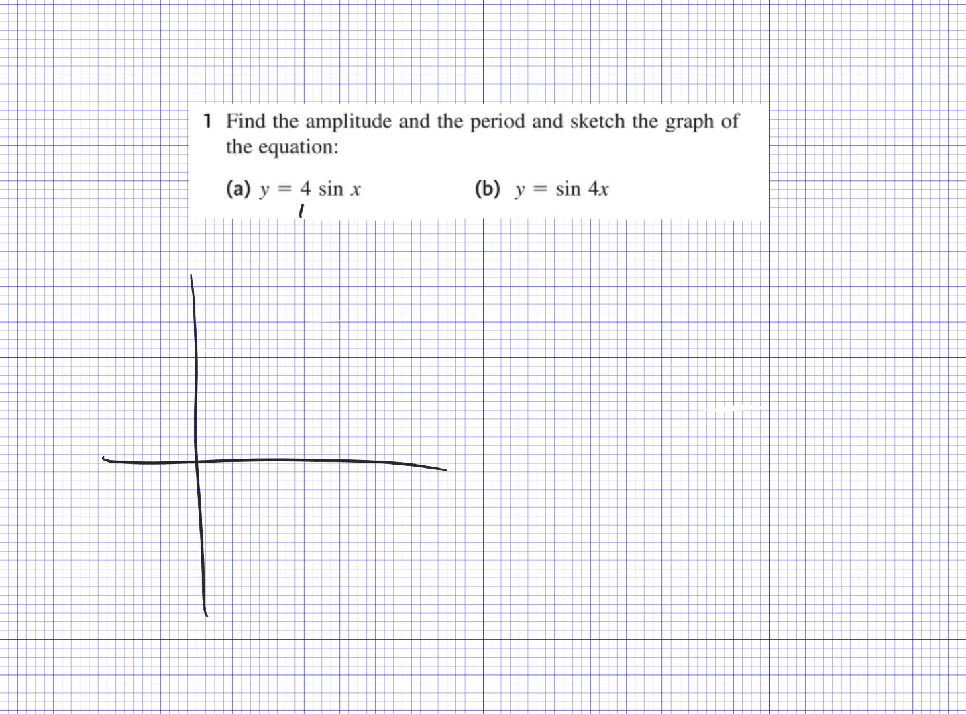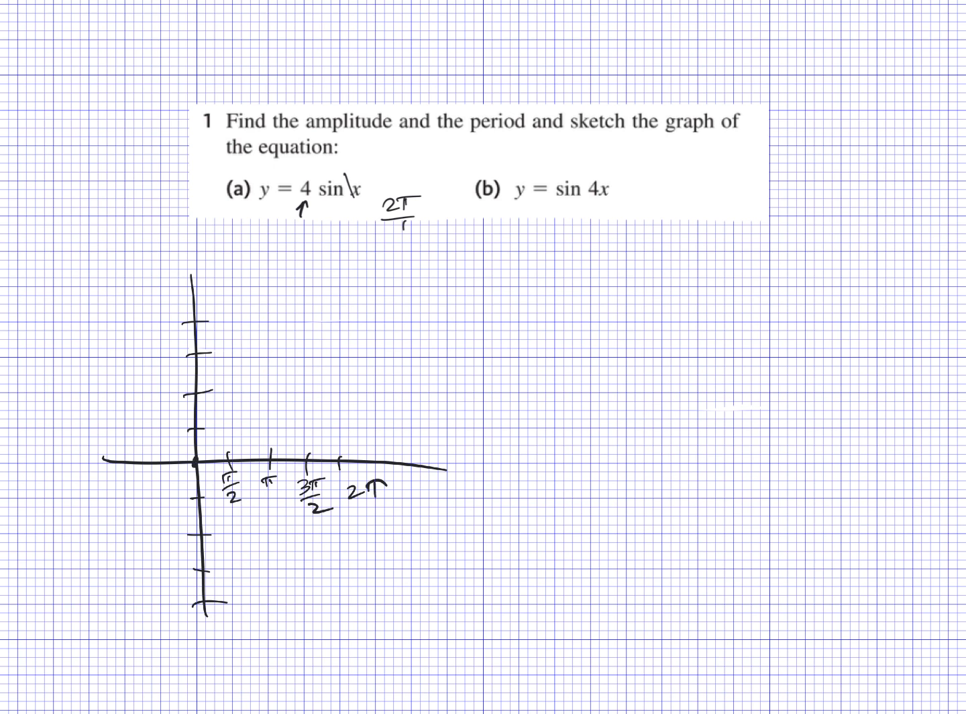And so our amplitude is 4: 1, 2, 3, 4 above and 4 below, 1, 2, 3, 4. And we have 2 pi over 1, which is 2 pi, that's your period. So we're going to cut it into fourths: pi over 2, pi, 3 pi over 2, and 2 pi.